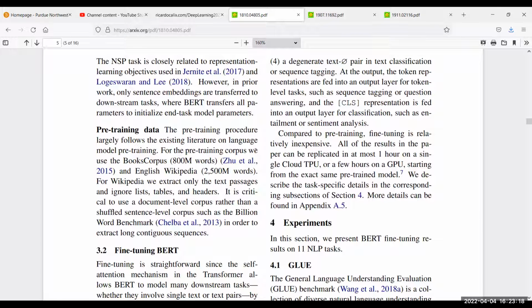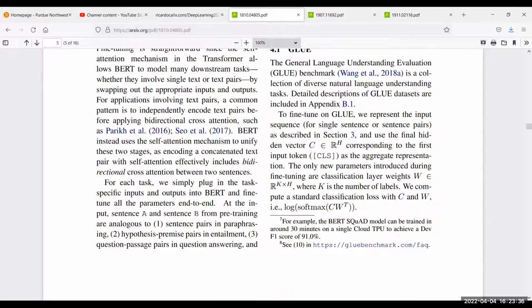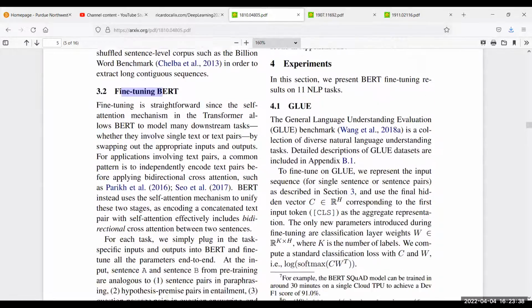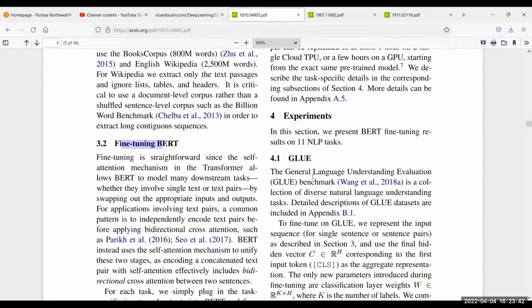For the pre-training corpus, they use the BookCorpus, which has 800 million words, and the English Wikipedia, which has 2,500 million words. Okay. Now that's the pre-training phase. Then comes the fine-tuning of BERT, and this was fine-tuned on the specific tasks that are available. So you can see those listed out here.